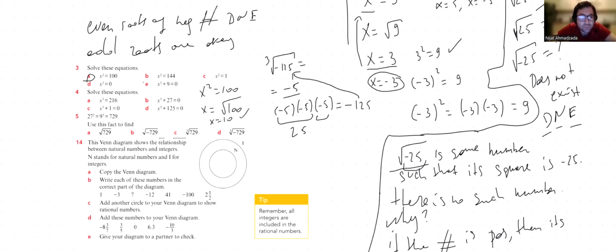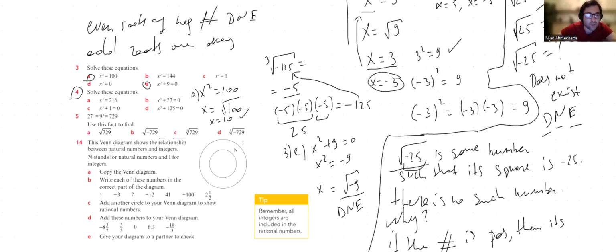Let's do part E. This was part A. So 3e says that x squared plus 9 is equal to 0. x squared is equal to negative 9. So x is equal to the square root of negative 9. We know that the square root of negative numbers does not exist. Okay?